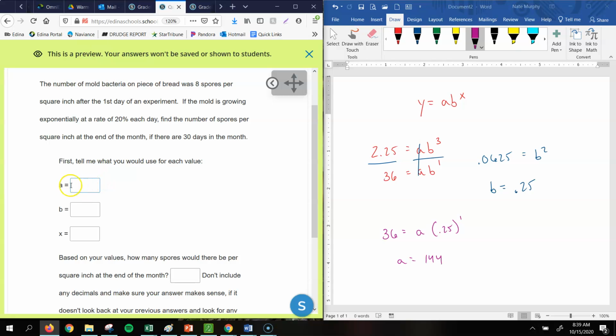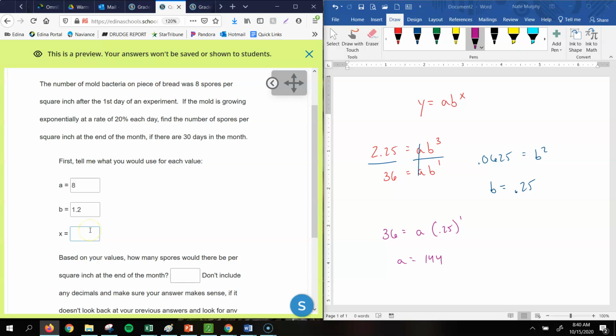Okay, so our A value, remember that's your initial amount, what we're starting with. We're starting with 8 spores of bread on the first day. And our growth factor is not 20, it's not 0.2. It's increasing at a rate of 20% each day. Remember we talked about that if it's growing by a percentage rate, we have to add that to 100, because you have 100% of what you had before, plus an additional 20%. So you have 120%, which as a decimal would be 1.2, or you could say 1.20.